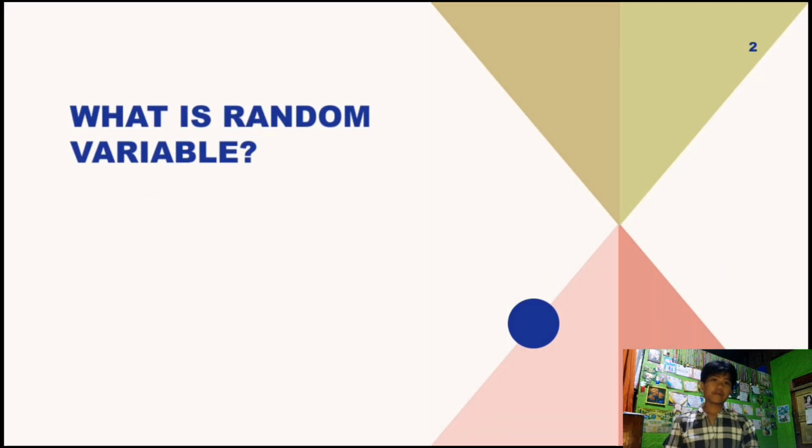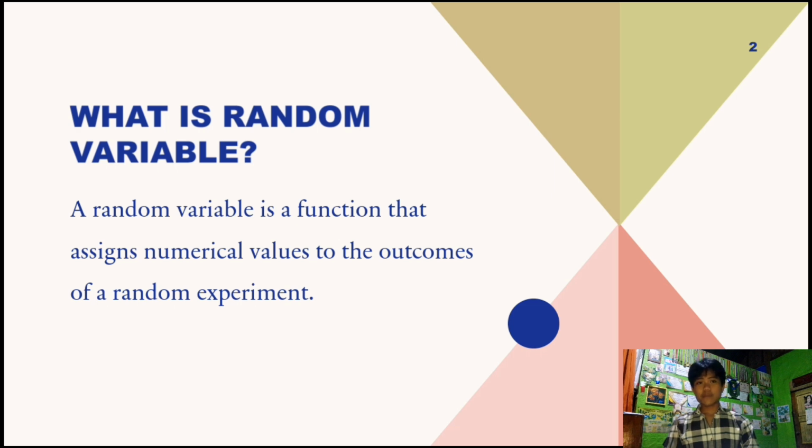First, let us define what a random variable is. A random variable is a function that assigns a numerical value to the outcome of a random experiment. In simple terms, it is a way to quantify uncertain outcomes. For example, if we roll a die, the possible outcomes are 1, 2, 3, 4, 5, or 6. Each of these numbers represents a possible outcome of the experiment.